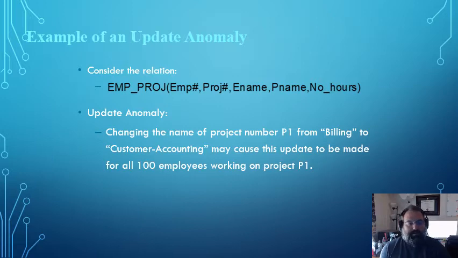An update anomaly: changing the name of project number P1 from Billing to Customer Accounting may cause this update to be made for all 100 employees working on project 1.